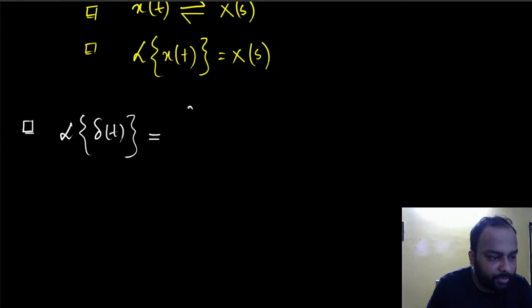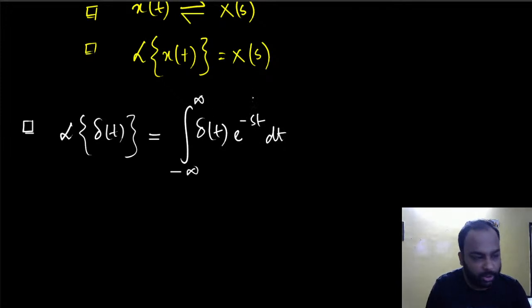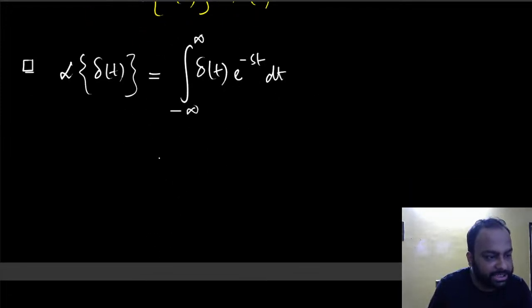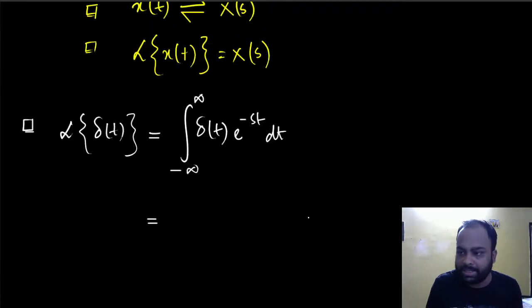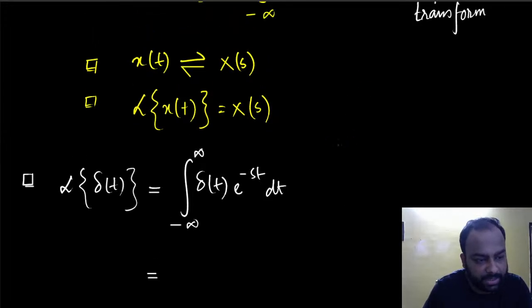What is the Laplace transform? Very simple, you just use the definition. We integrate delta t multiplied with e to the power minus st with respect to t from minus infinity to plus infinity. With that integration, we are actually using one of the properties of the impulse function. Let me just write it down.